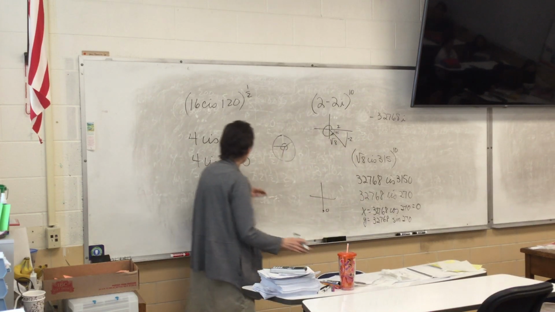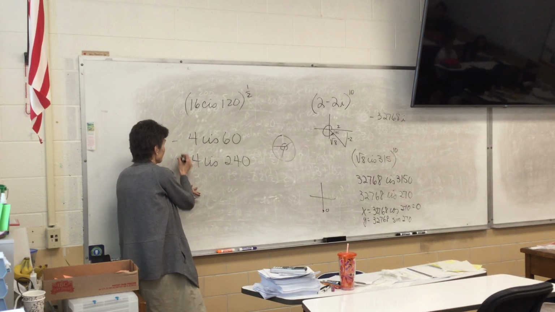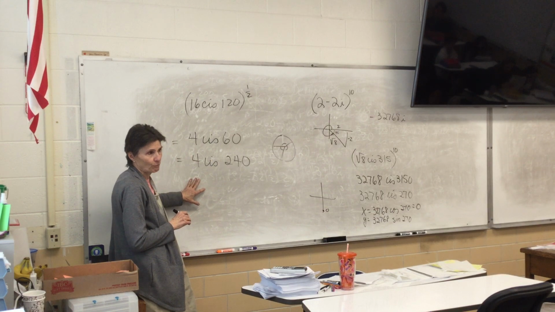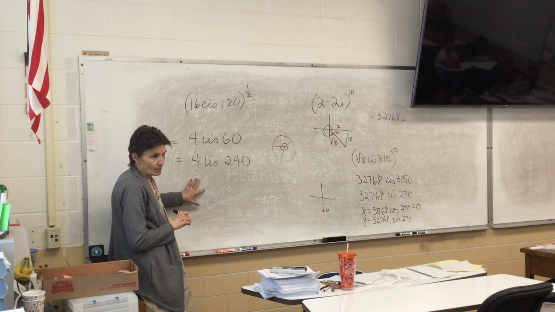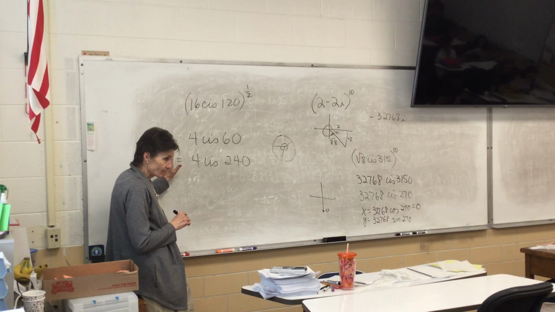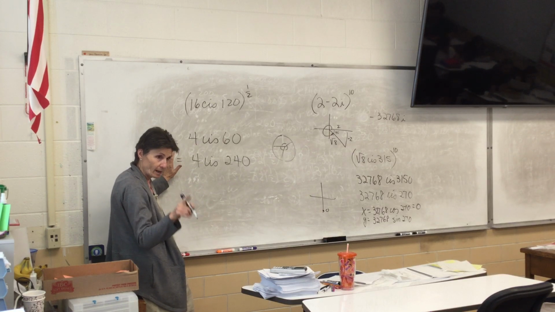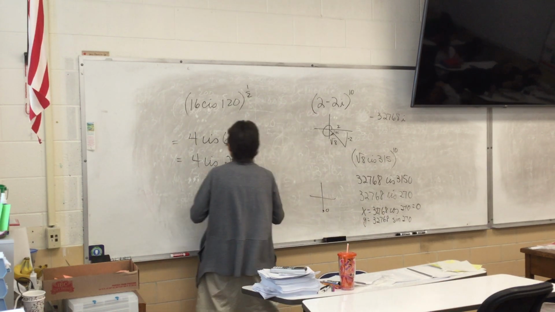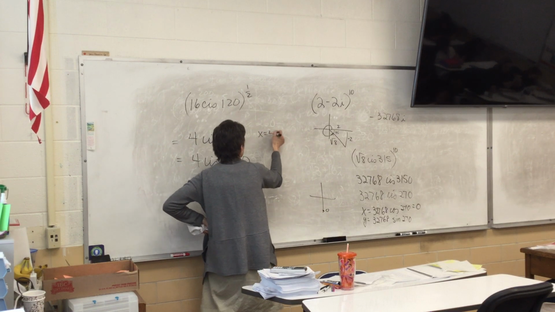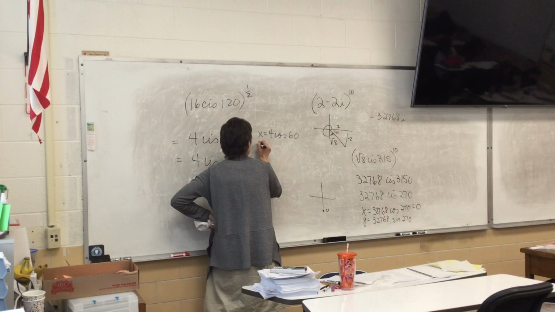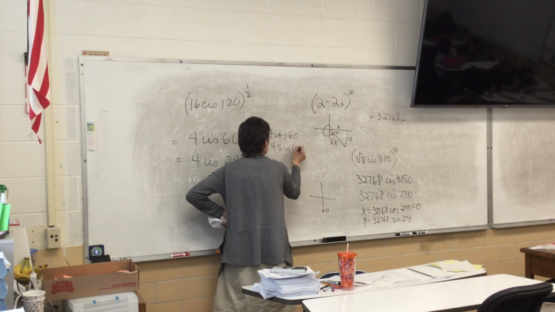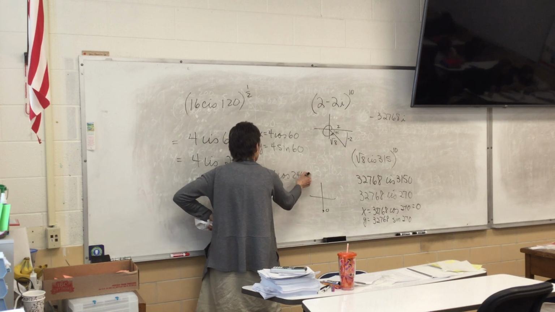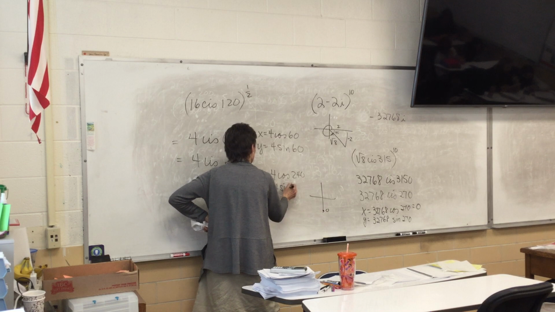Oh wait, stop. Here are my 2 answers, okay? But the directions say I must answer in complex form. So what does that mean? x plus yi. So for the first number, x equals 4 cosine 60, and y equals 4 sine 60. And for the second one, x equals 4 cosine 240, and y equals 4 sine 240.